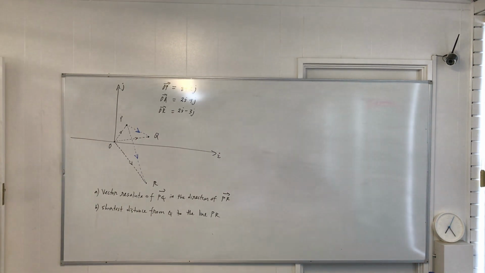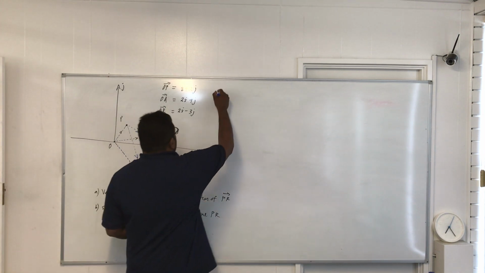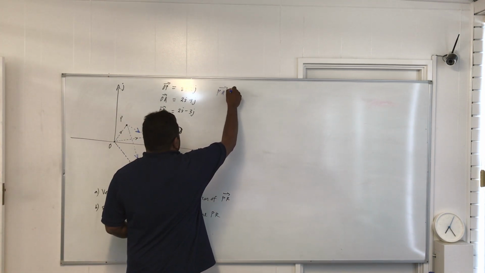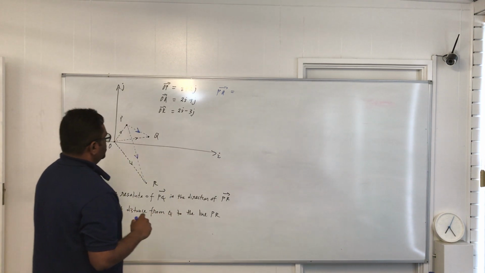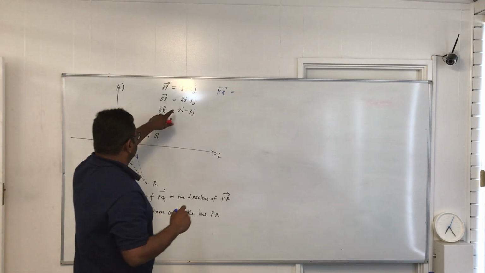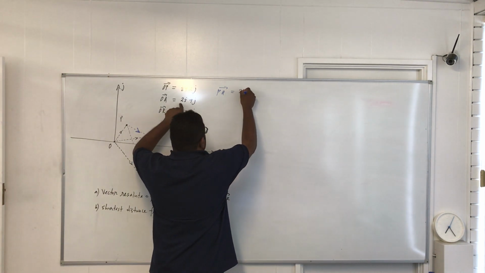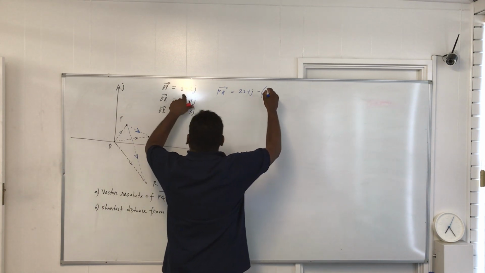So you have minus j. Okay, so if I need to find PQ, yeah, that makes sense. So I can find PQ, right? PQ will be Q minus P. So it's going to be 2i plus j minus P, which is i plus.